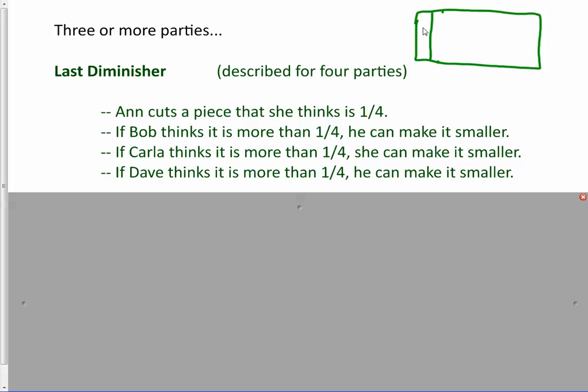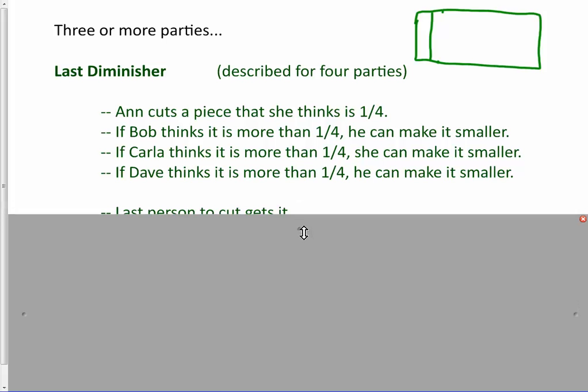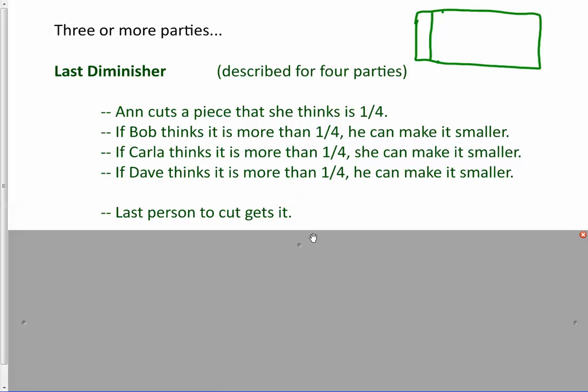right? And again, remember, this is clearly less than 1/4 in terms of size, but maybe it's got those corners, and maybe Dave likes the corners, so he cuts it like that. And then whoever was the last person to cut it gets it. All right, so if Anne cuts it, and then let's say Bob cut it, Carla left it alone, and then Dave cut it, well then Dave would get that piece.